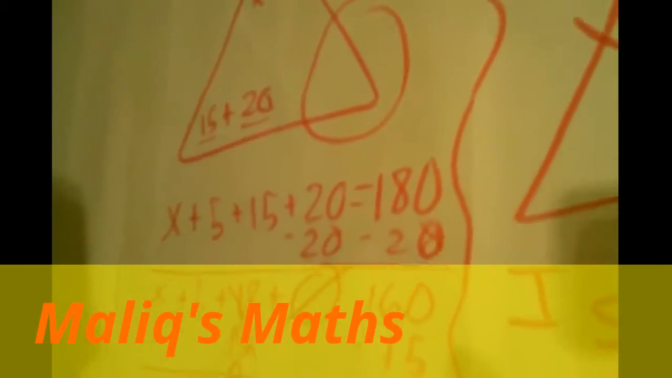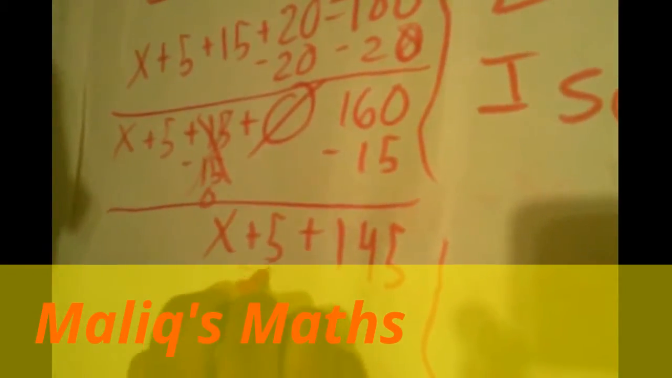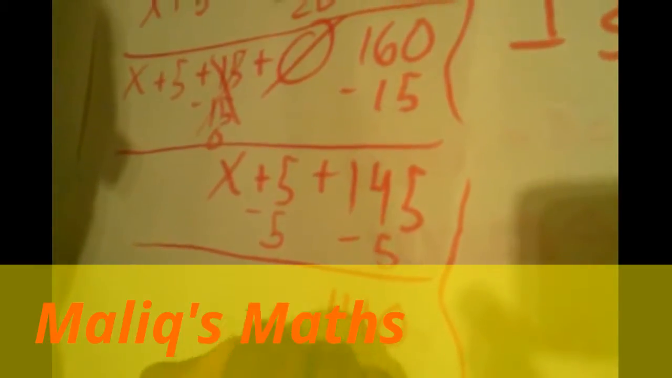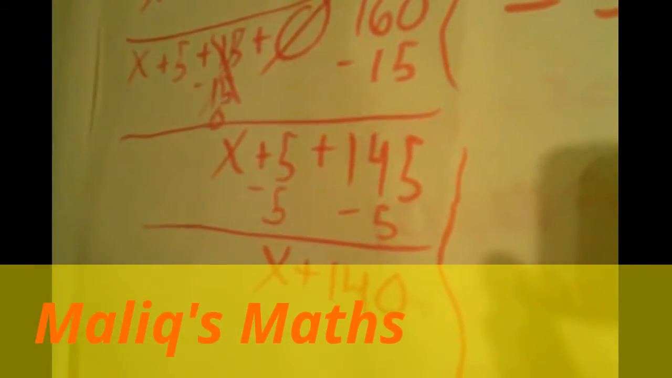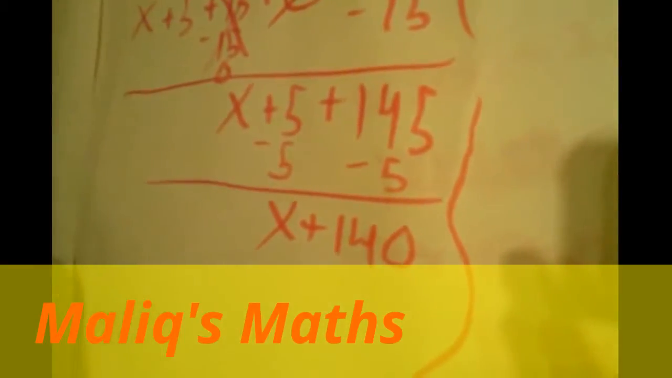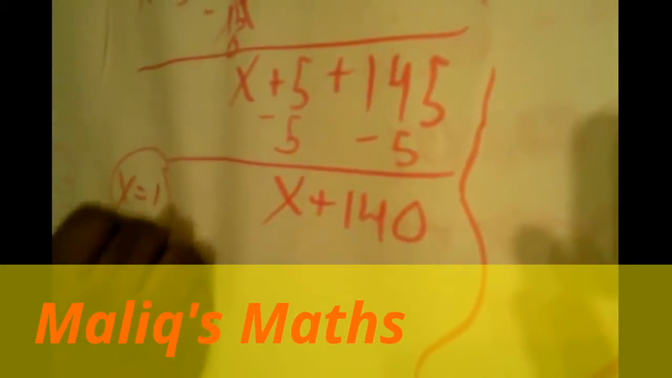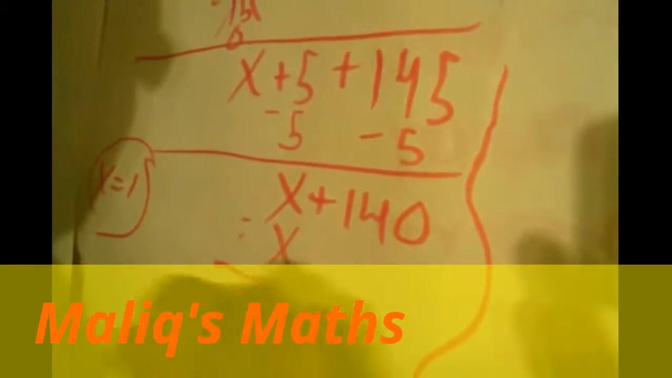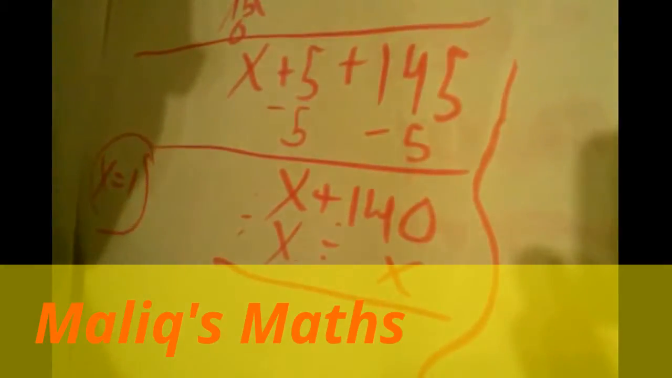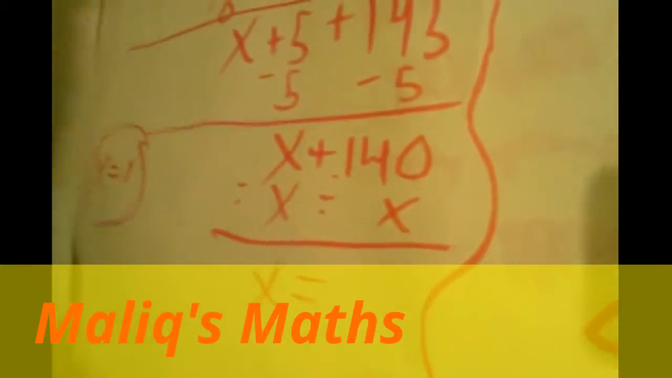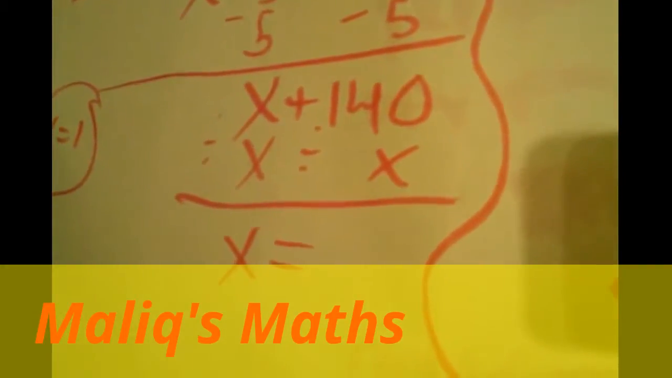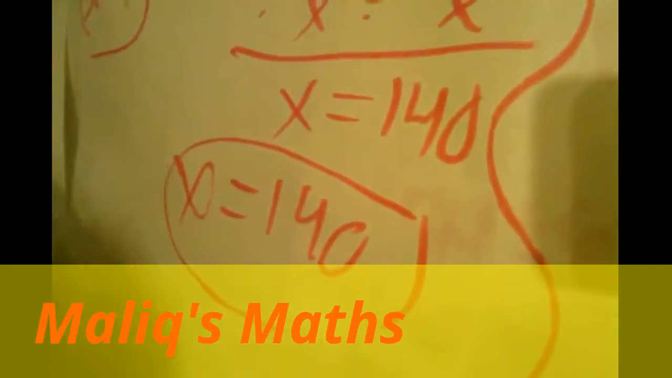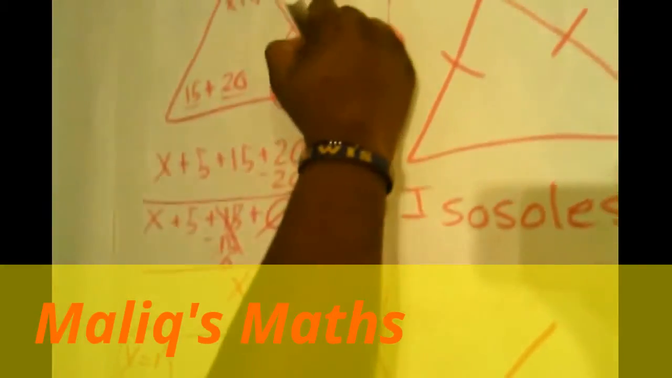Now, we're going to do the same thing for 5. We're going to do minus 5. Minus 5 again. 140. x plus 5 minus 5 leaves x. Now, x is 1. x will always equal 1. Then after that, you must divide. x divided by x. What's 1 divided by 1? 1. Good job. Now, what is 140 divided by 1? 140. Good job. x equals 140.